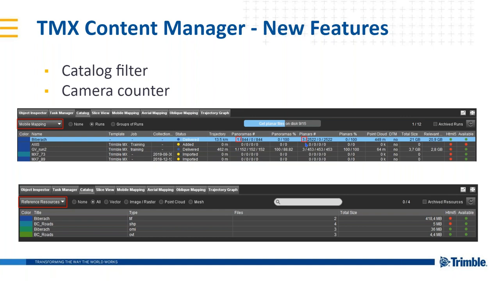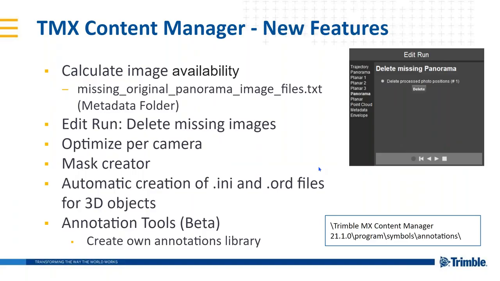For example, if you had an MX9 single head, you would have maybe no planars at all, or maybe you'd have 3 planars and 1 panorama, depending on the system that you have and depending on the data that you have imported. Moving to other new features, we also now have an enhanced functionality in the Calculate Image Availability tool.